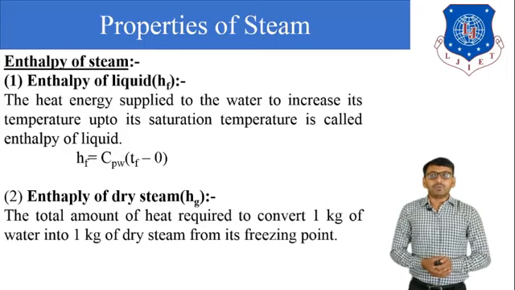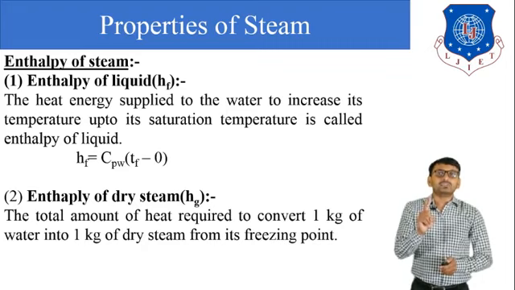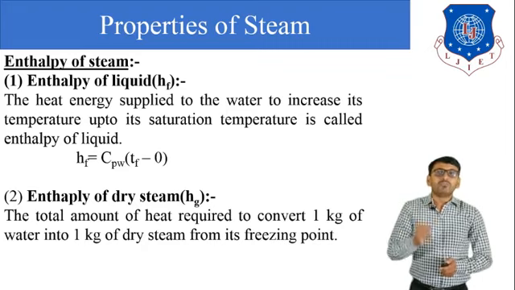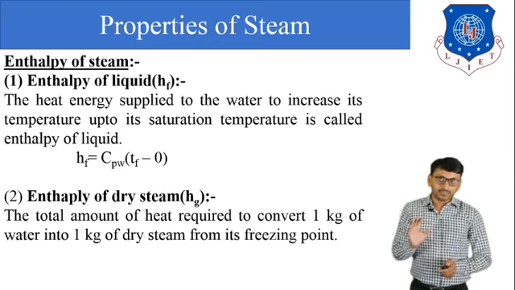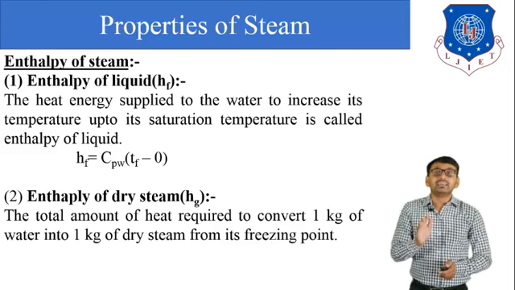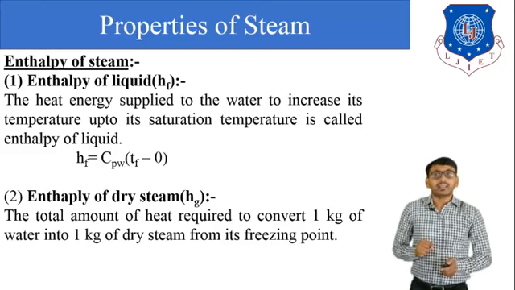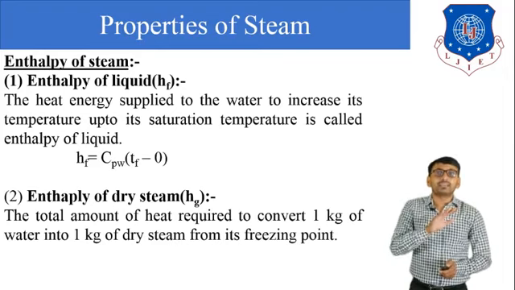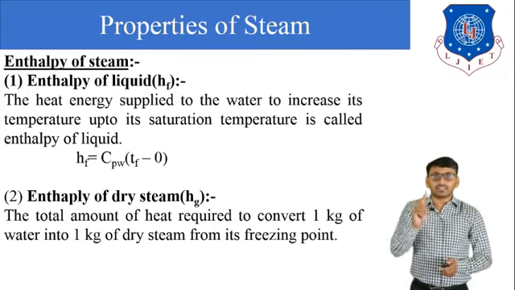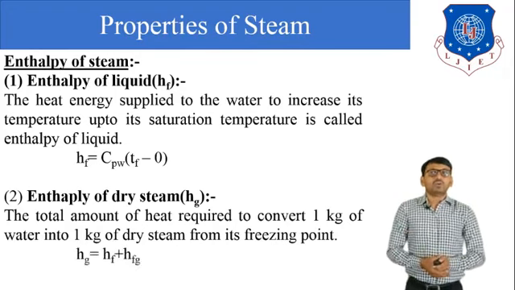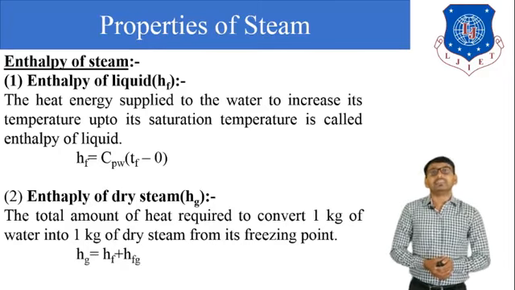Definition: the amount of heat energy supplied to convert 1 kg of water into 1 kg of dry steam from its freezing point, and that is equal to Hg, enthalpy of dry steam. What do you mean by dry steam? It is only steam, does not contain any water particle, and its temperature is equal to saturation temperature. So Hg is equal to Hf plus Hfg.